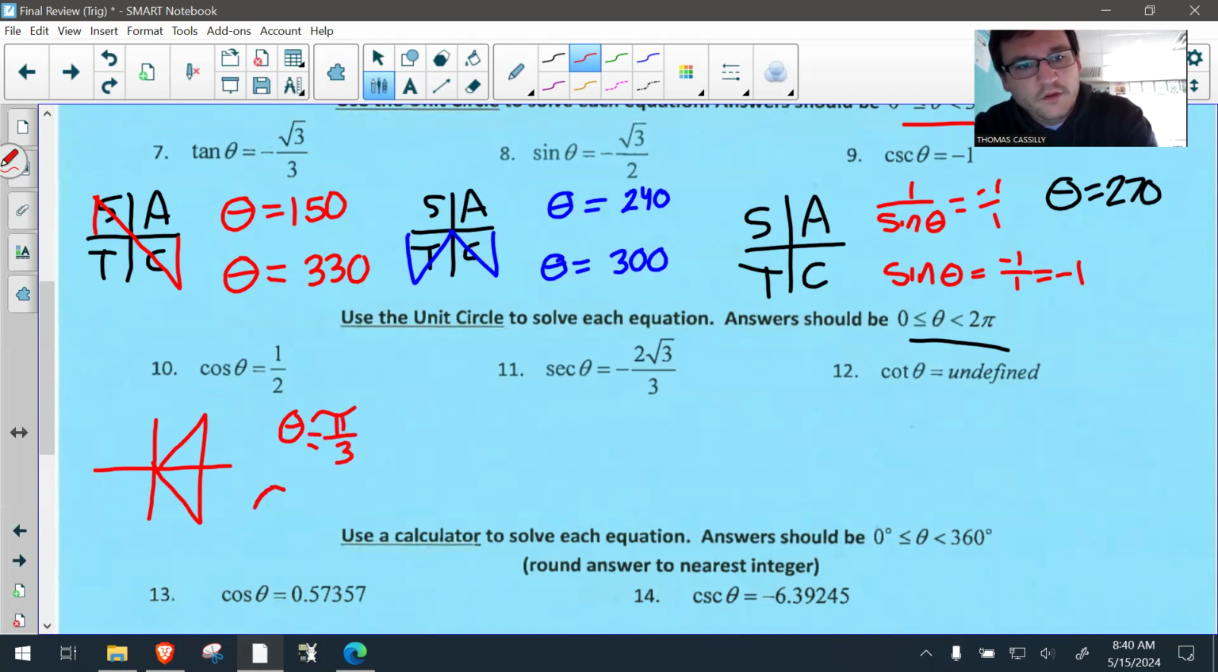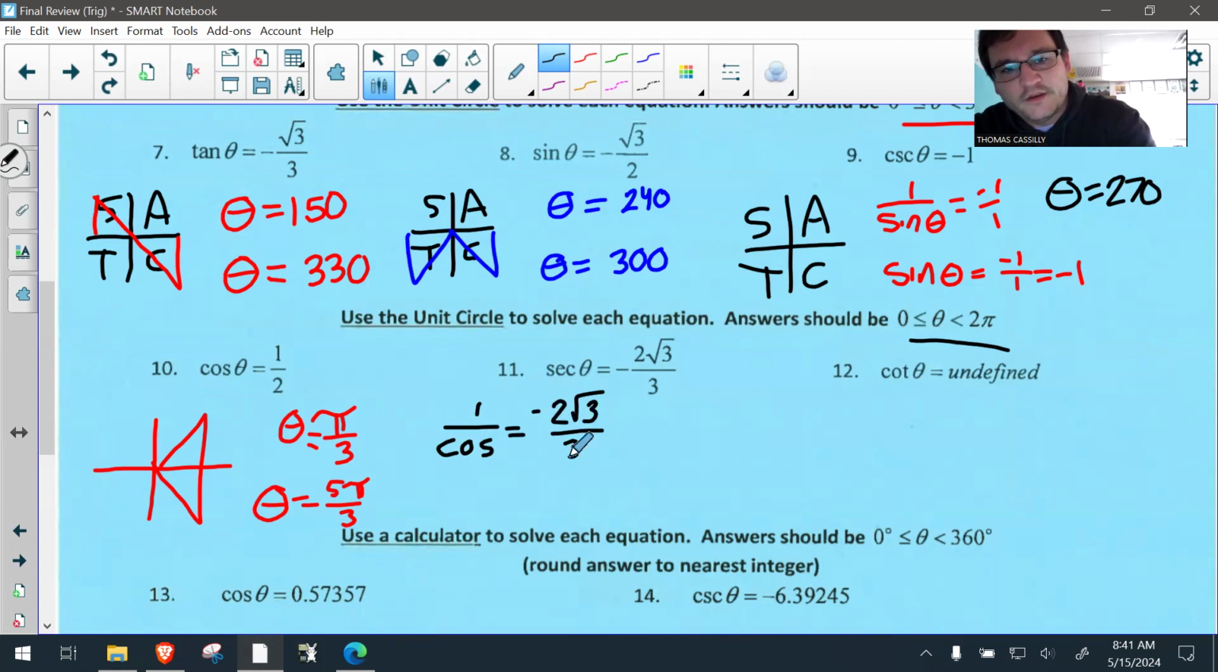Theta is pi over 3, and theta is 5 pi over 3. All right, next one. Secant, this is 1 over the cosine equals -2 square root of 3 over 3.